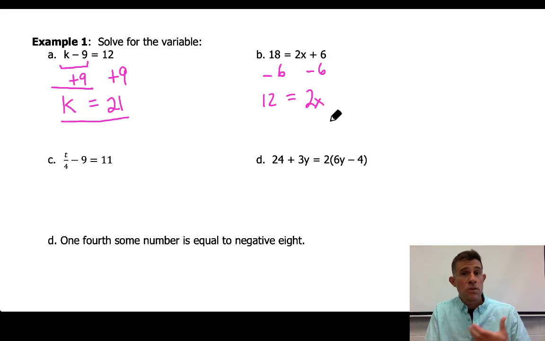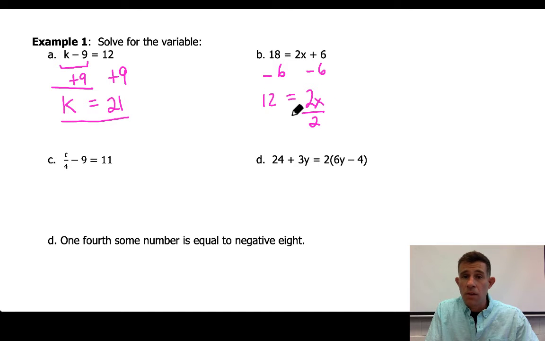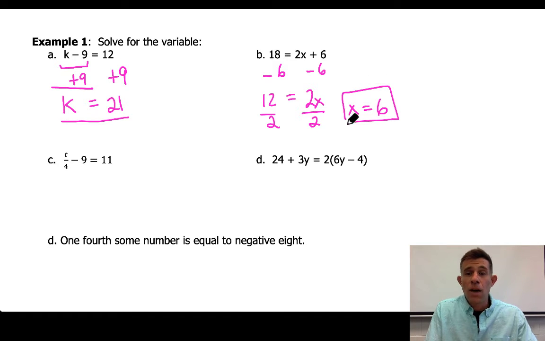Now, again, I have 2 times some value is equal to 12. So in order to undo that multiplication, I'm going to divide both sides by 2. When I take 2 and multiply it by its multiplicative inverse, 1/2, the result is going to be x, and 12 divided by 2 is going to equal 6. So my value for x should be 6.